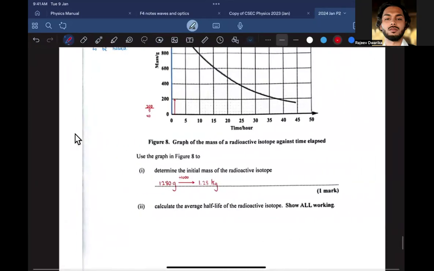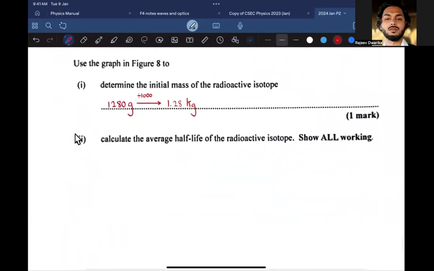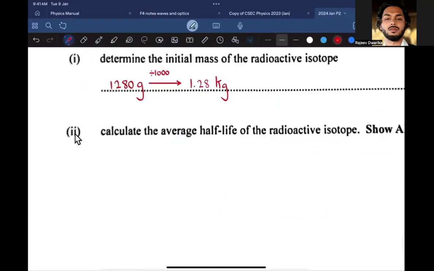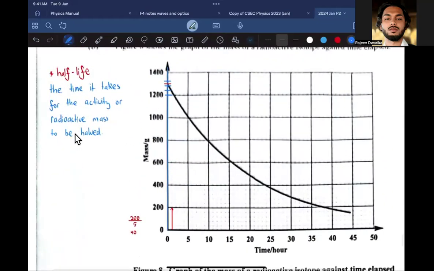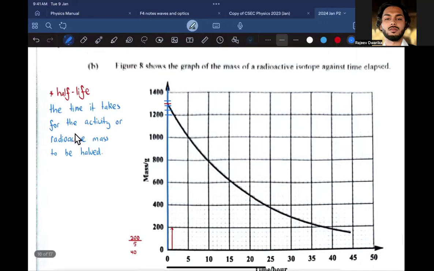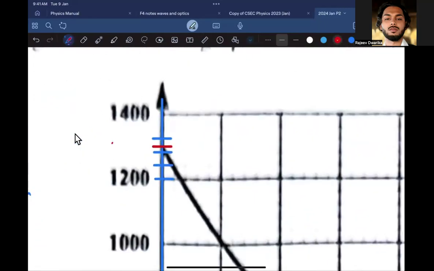Calculate the average half-life of the radioactive isotope. Now, if I want to find the average half-life, I need to find at least more than one half-life and divide by the number of half-lives. So let's find the first half-life. Again, Jadon, half-life is the time it takes for the original to be halved. What do we start off with? We start off with 1,280, right? Yes, sir.